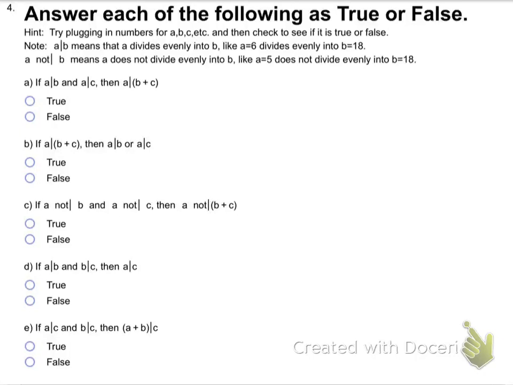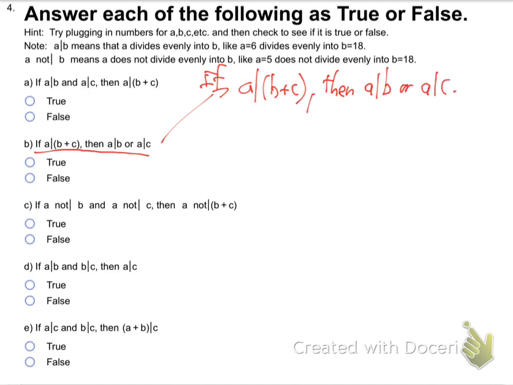With where we were at. If A divides B, as we did A, so let's try it on the other B. So remember how these work. You just got to make up numbers to put into the A, B slots and see if it's true or false. So they're saying if A divides B, so let's put it over here. If A divides B plus C, then A divides B or A divides C.